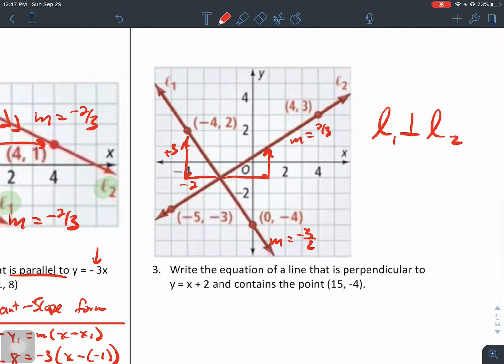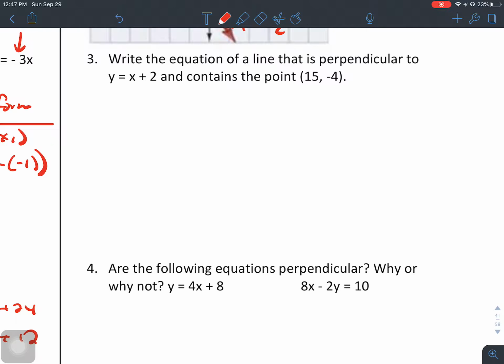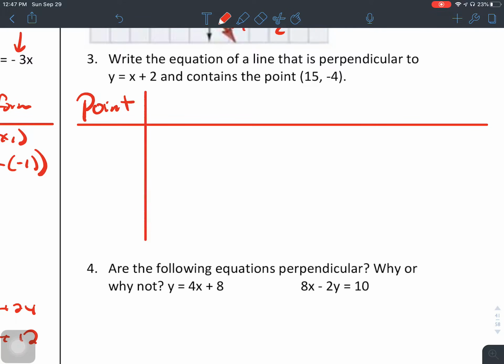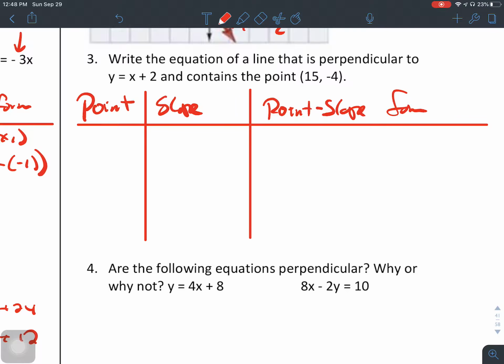Let's look at a word example. Write the equation of a line that is perpendicular to y equals x plus 2 and contains the point 15, negative 4. Well, what two things do you need to make an equation? Well, Timmy, you need a point and you need a slope. What would you do with a point and a slope? You would put it into point-slope form. The point, it says it contains 15, negative 4. That's our point.